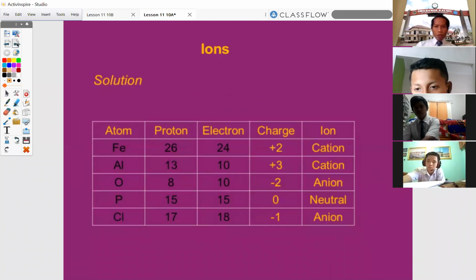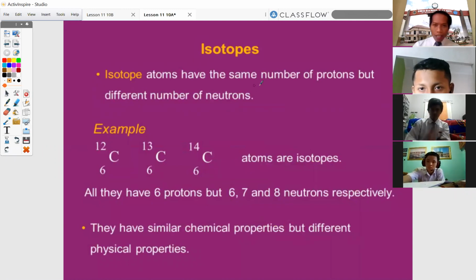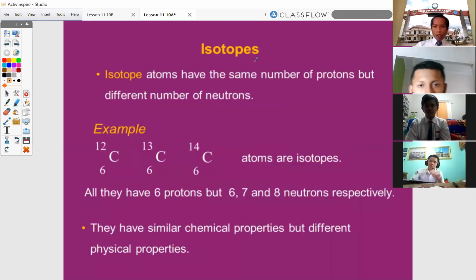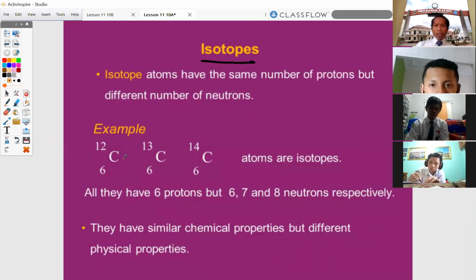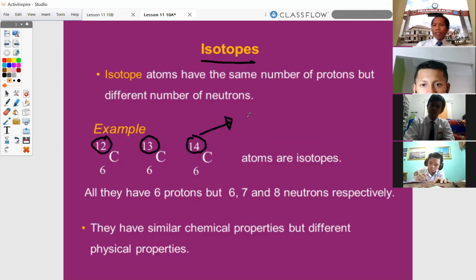So this is the solution. Okay. Another thing is we're going to learn about the isotope. What is isotope? Isotope is the atoms that have the same number of proton but different number of neutron. Remember this symbol? This is carbon, carbon, carbon. This 12, 13, 14. So what number is this? What's the name of this number? Mass. Yes, this is atomic mass number.